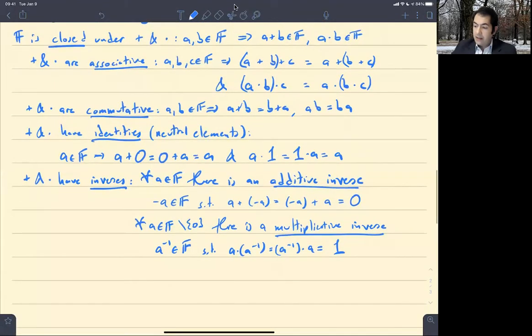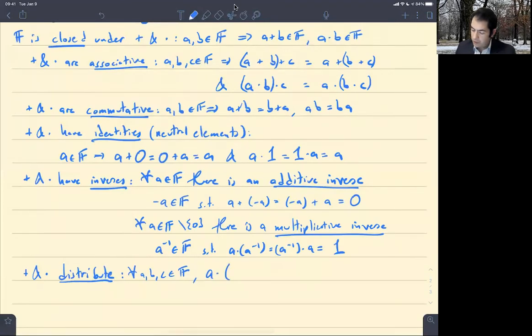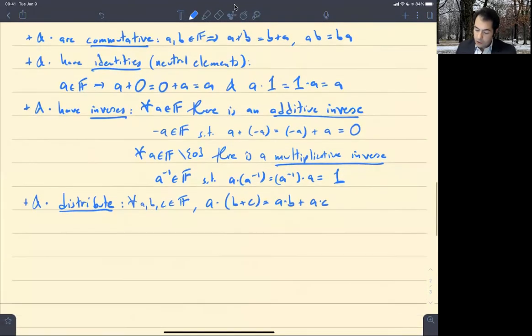Okay, and then finally, we want addition and multiplication to interact well together. So the final thing we ask is that these two operations distribute. So this says that if I give you any three elements of the field, then a times (b plus c) is equal to a times b plus a times c.